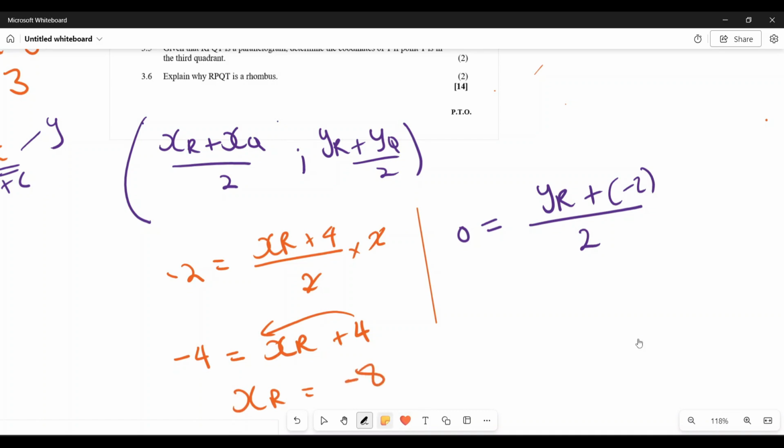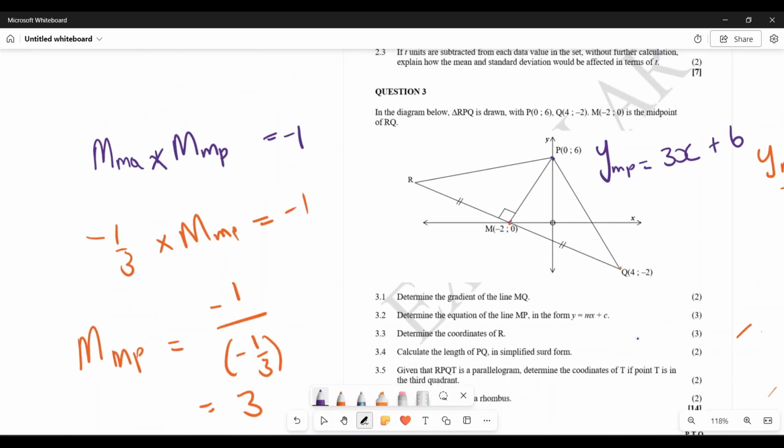Now, what about my y at R? Doing my workings on the other side, multiplying both sides by 2, this is still going to remain as 0. Y at R minus 2. And taking the 2 to the other side, my y at R is going to be equal to plus 2. So basically, the coordinates of my R, or my point R, is (-8; 2).